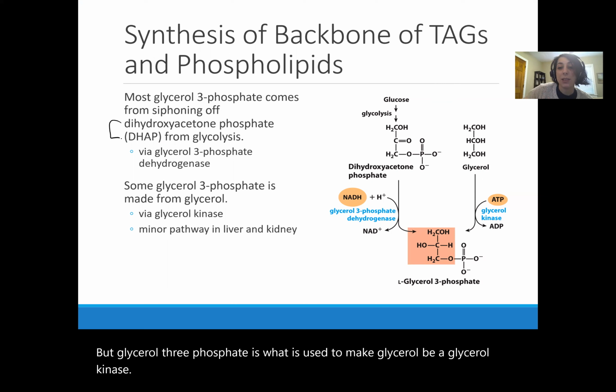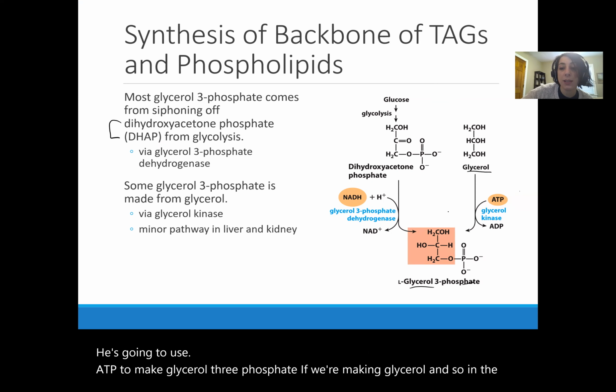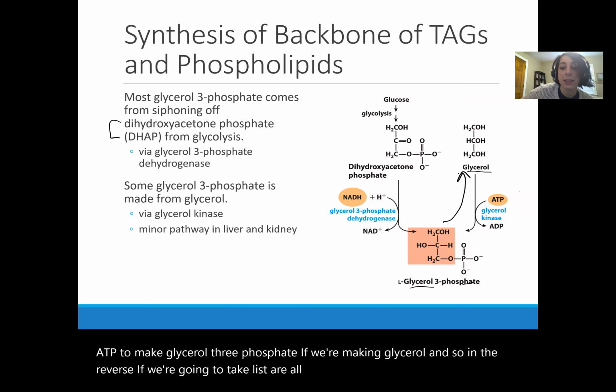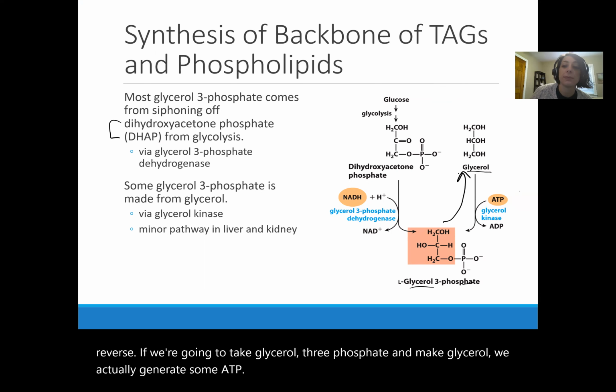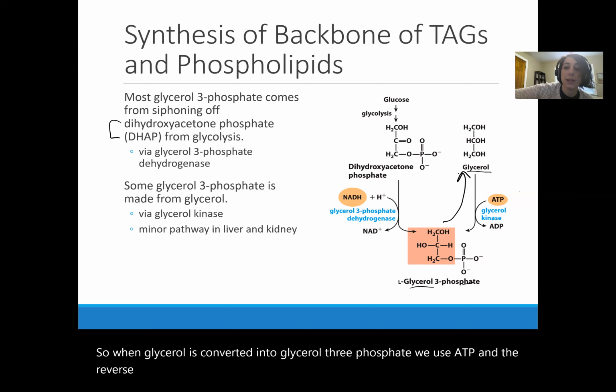This reaction, you can see, is going to use ATP to make glycerol 3-phosphate if we're making glycerol 3-phosphate from glycerol. And so in the reverse, if we're going to take glycerol 3-phosphate and make glycerol, we actually generate some ATP. So when glycerol is converted into glycerol 3-phosphate, we use ATP, and in the reverse, when we are taking glycerol 3-phosphate and making glycerol, it generates ATP.